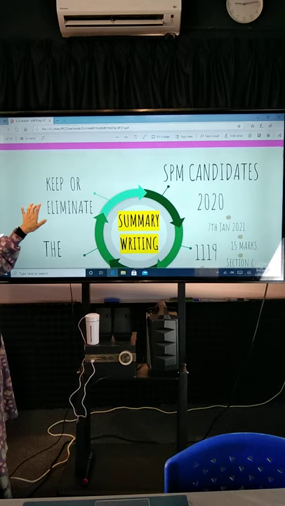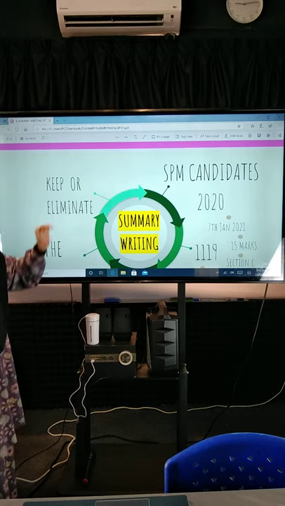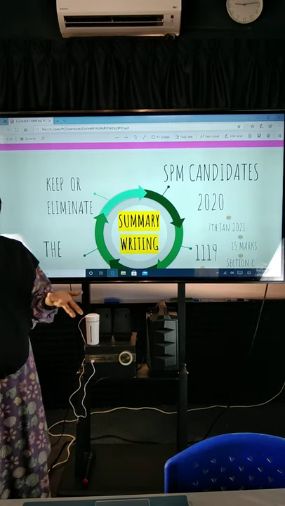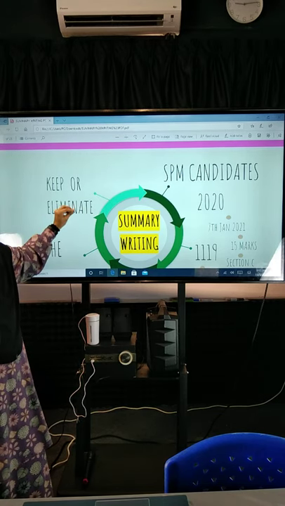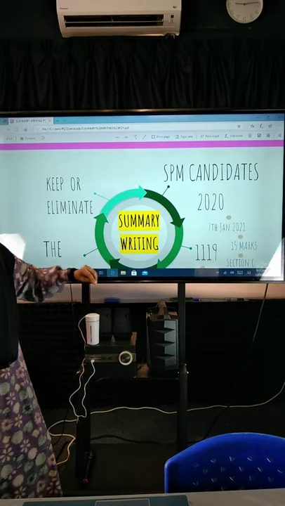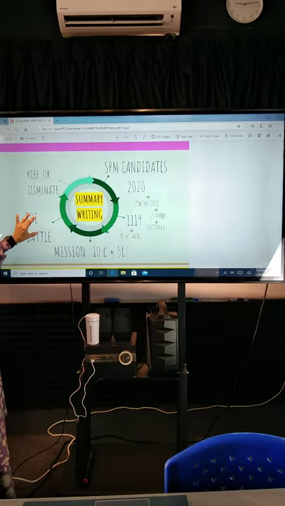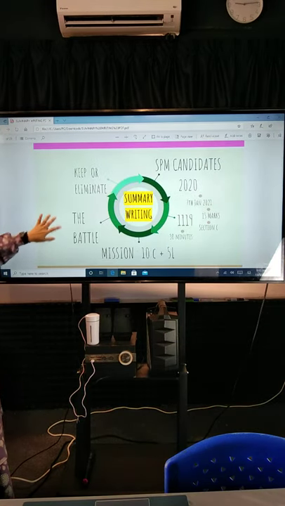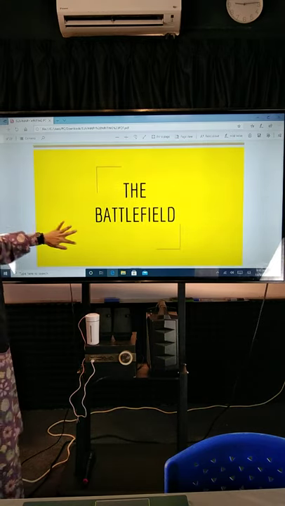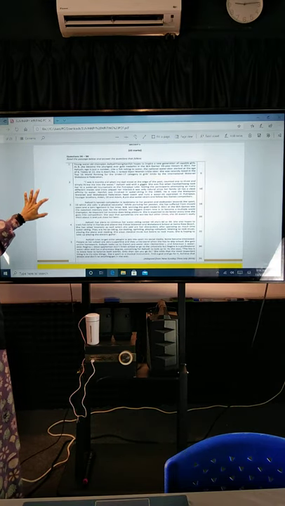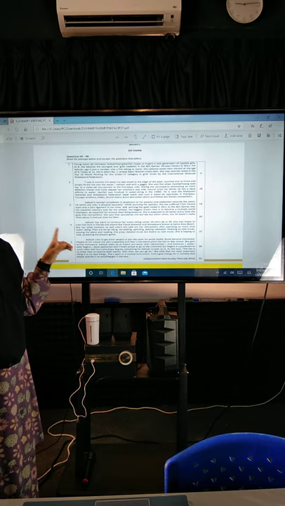Either you stay in the battle, or you eliminate something. That is what summary is all about. You want to keep some points, some ideas, and the rest you want to eliminate. So this is the big picture of summary writing. Now move on. I've told you the battlefield, so make sure you have this, material one in the module.